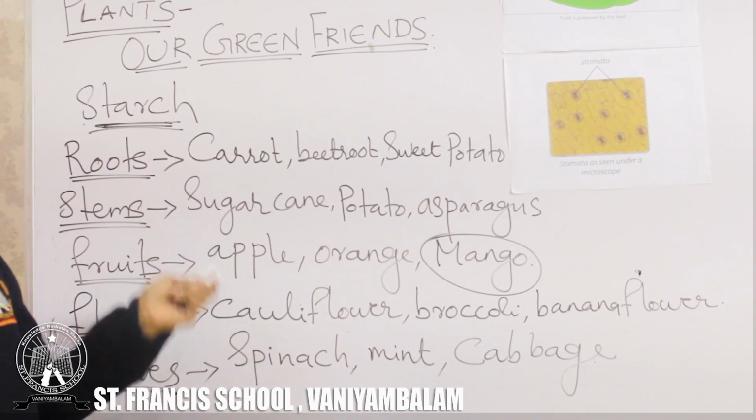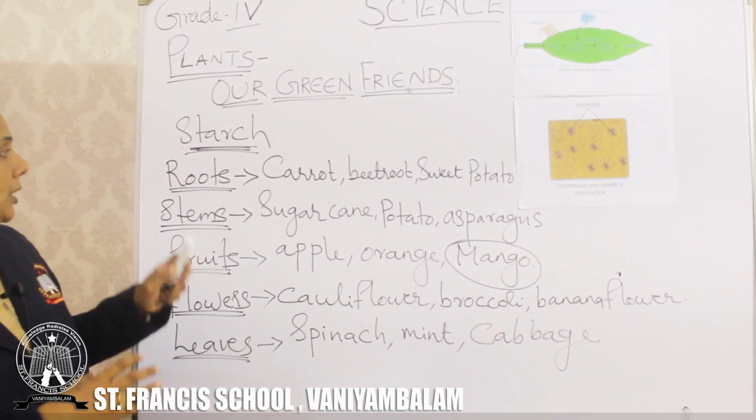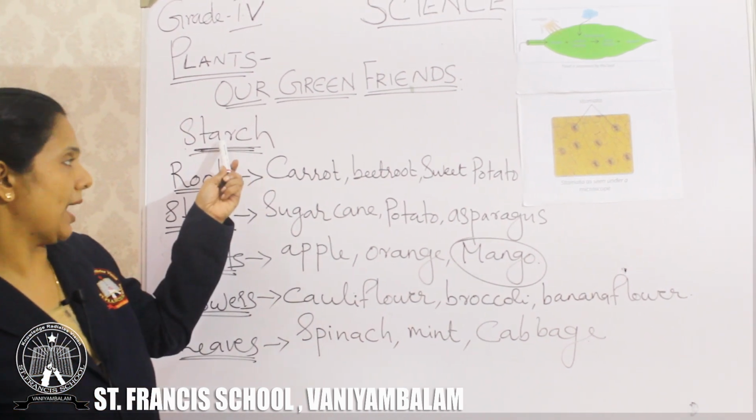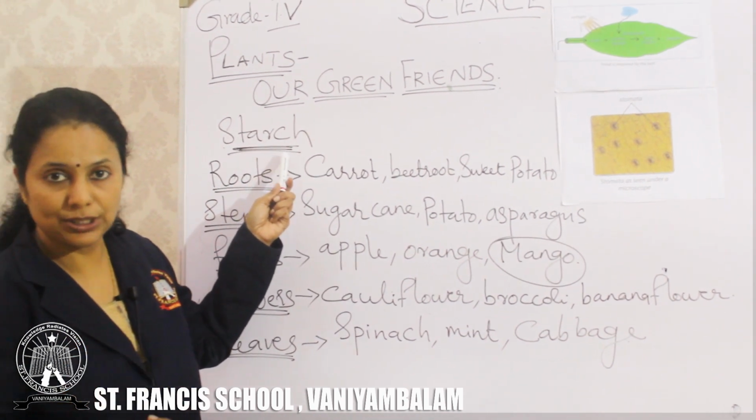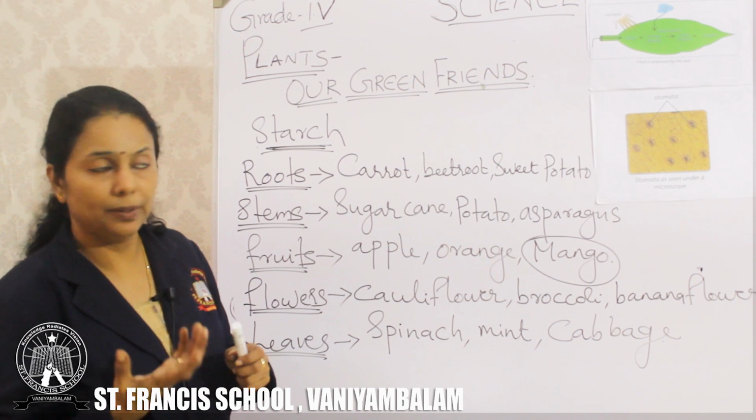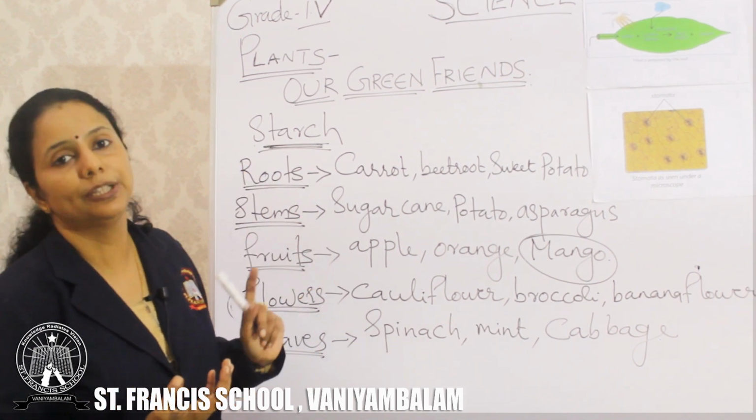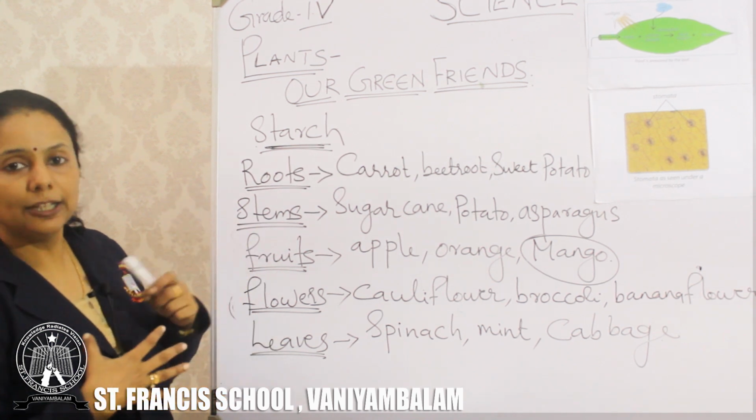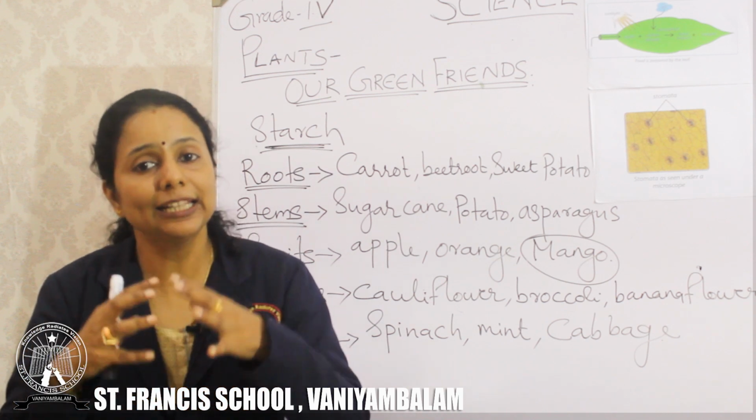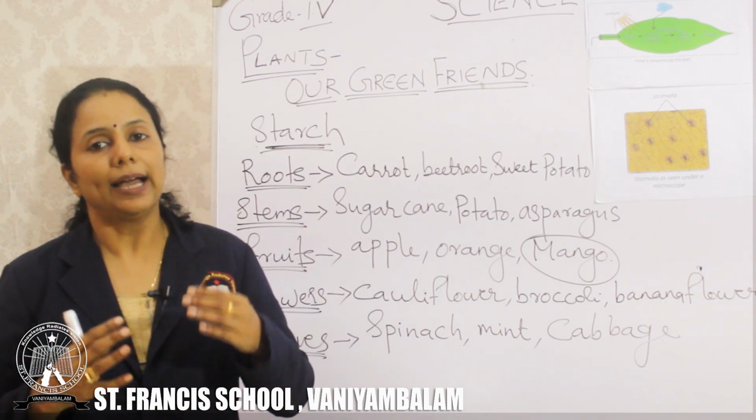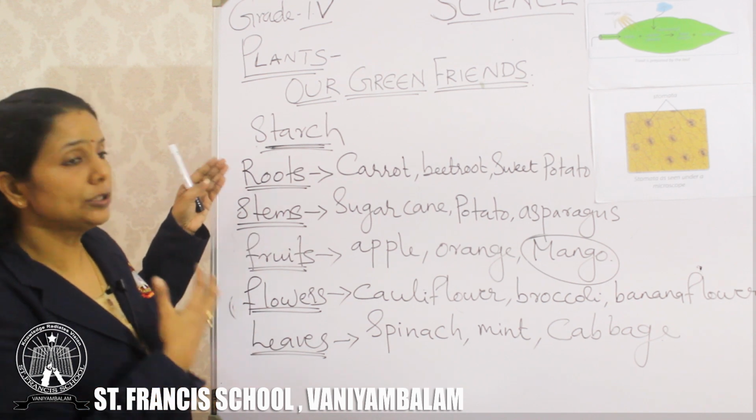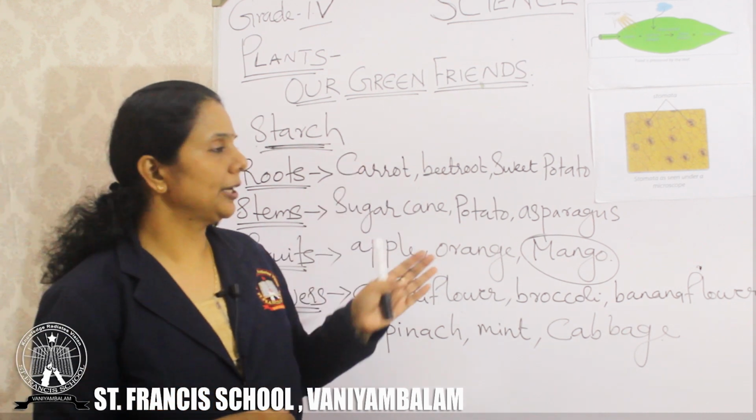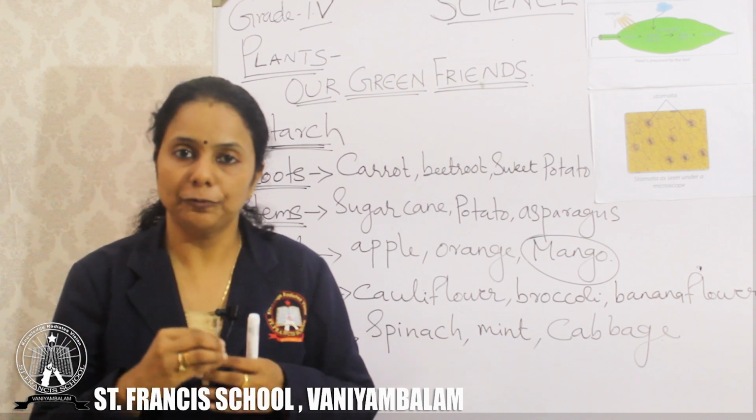So these are the different parts of the plant in which the prepared food is stored. The excess food is converted into starch, and this starch is stored in different parts of the plant, like roots, stem, fruits, flowers and leaves. In different plants, the food is stored in different parts. I think it is clear. In some plants, roots store the food, in others stem, fruits, flowers and leaves.